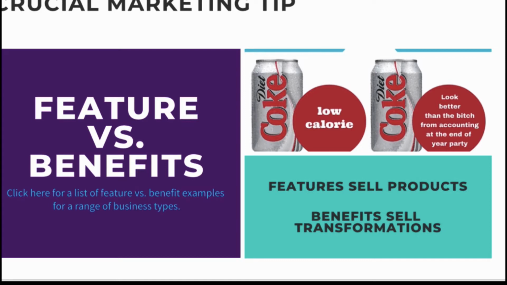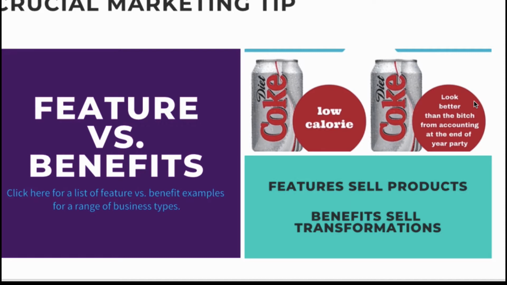Now, what's important for you to remember is that we want to sell the benefits at every stage in the marketing funnel, okay? So make sure you do not sell the features. You do not ramble on about the features. The features is a low-calorie Diet Coke. So the low-calorie is a feature. The benefit is that you look better than the bitch from accounting at the end of year party when you drink Diet Coke. So you want to position your information always with a benefit-driven aspect, okay?